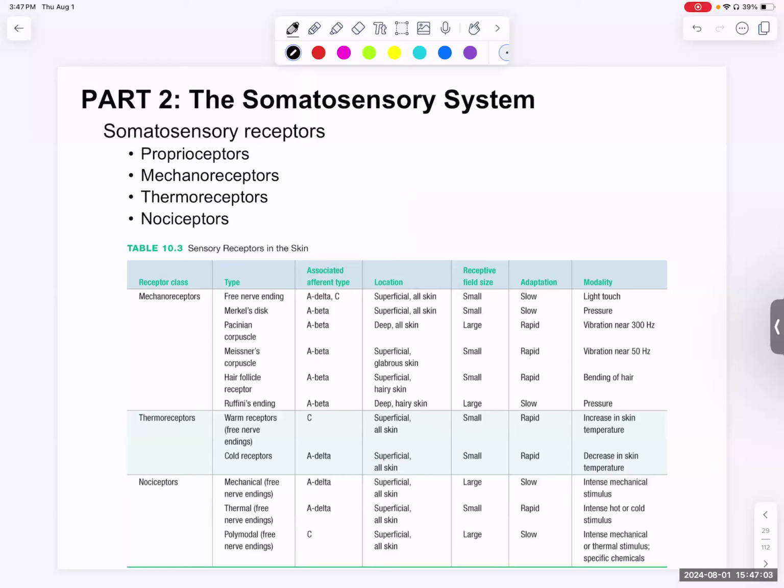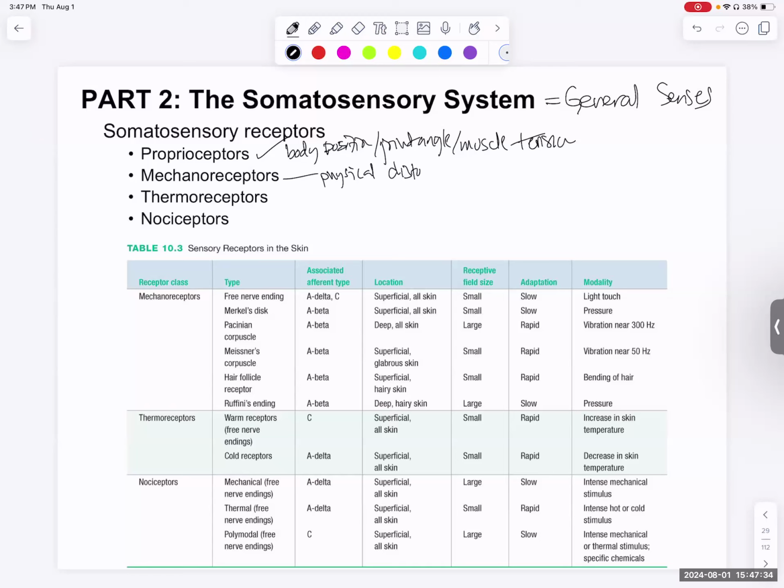All right, last thing we're going to go through right now is the general senses, or the somatosensory system. These are your general senses. They are proprioceptors, that is body position, joint angle, muscle tension, basically where's your body in space. Mechanoreceptors, again, can be touch. It's some kind of physical distortion that activates these receptors.